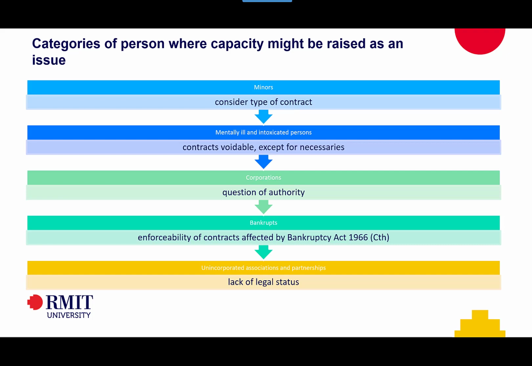With corporations, can a corporation enter into a contract? Yes. A corporation has legal capacity. It can sue and be sued in its own name. From the minute it exists, it can enter into a contract. So the question in relation to capacity with contracts with companies, we will not deal with it at all, and it will not be examined in this subject.